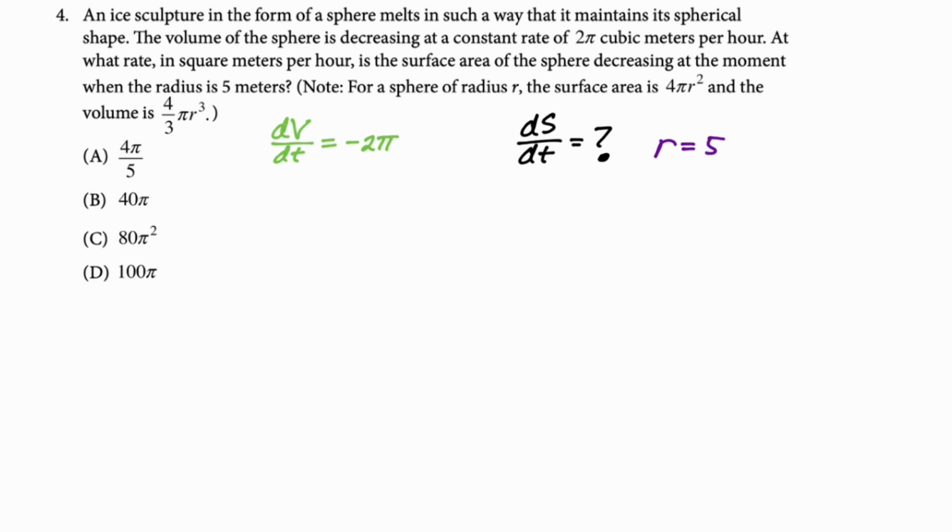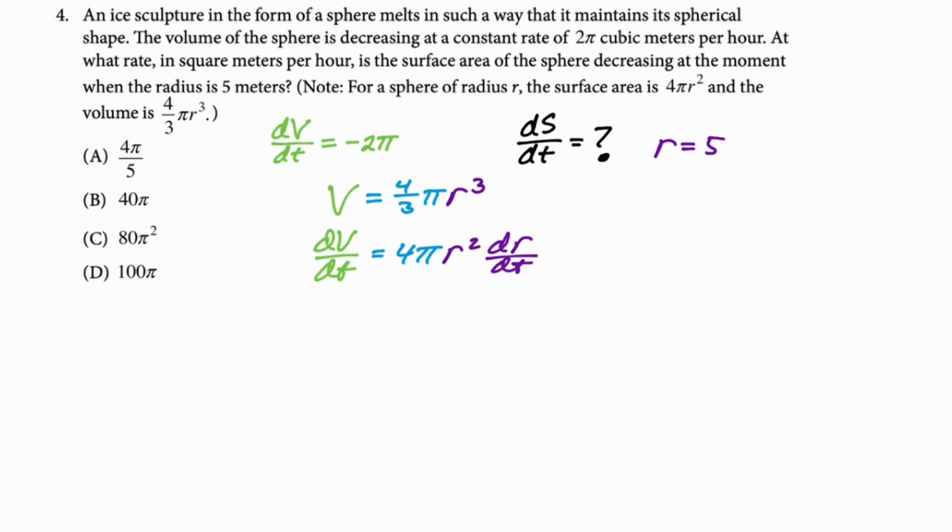We're told the surface area of a sphere. We're told the volume of a sphere. Since I know dV/dt and I know r, I'm going to start with that and see where it goes. So volume is 4/3 pi r cubed. We need to find dV/dt. So that's going to be, we're going to bring the 3 down, cancel. So 4 pi r squared, and then dr/dt because of the chain rule.